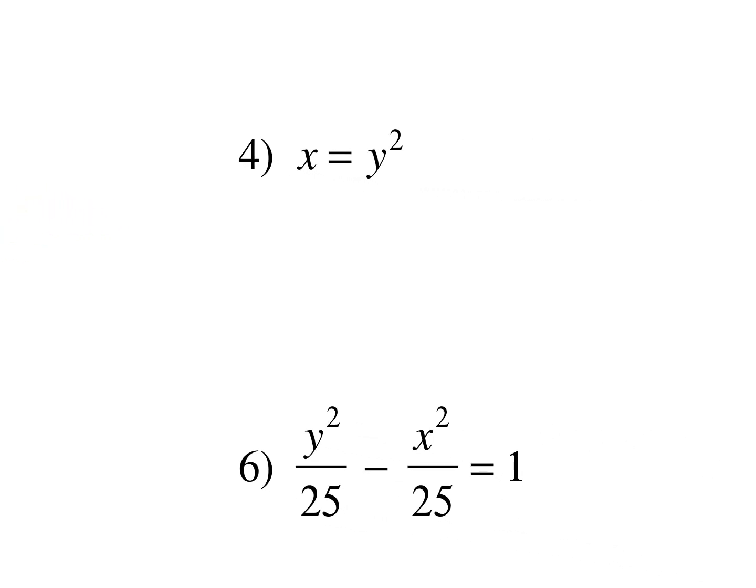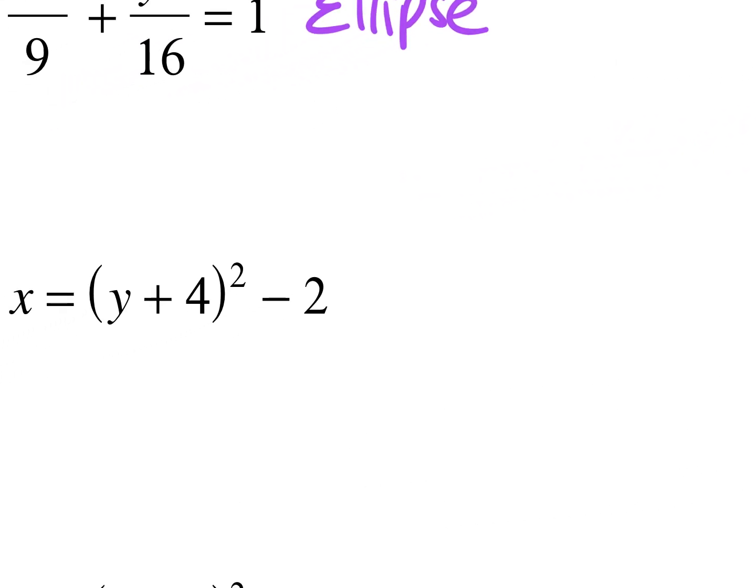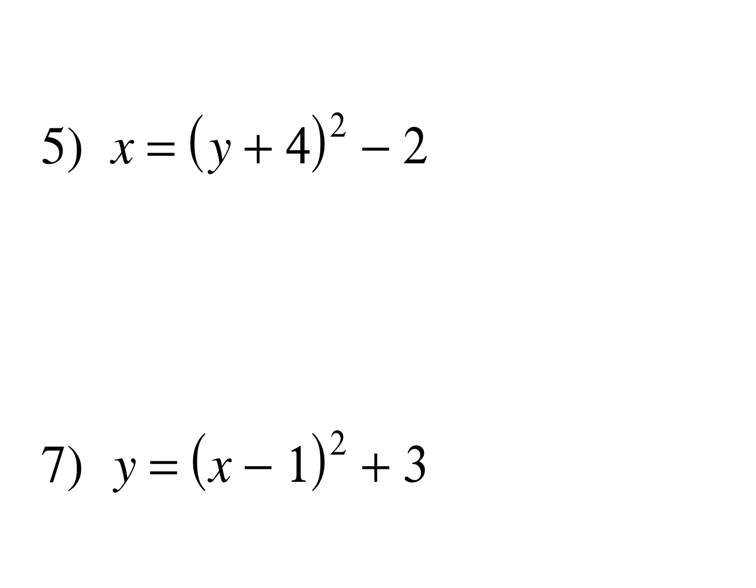Next number, x is equal to y squared. Okay, we know that very well. That's going to be a parabola. Number 5, x is equal to (y plus 4) squared minus 2. So we know this is a parabola also.